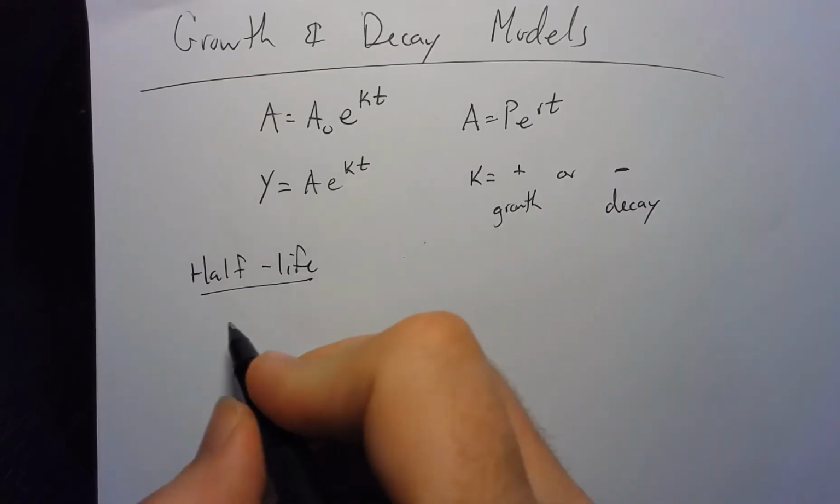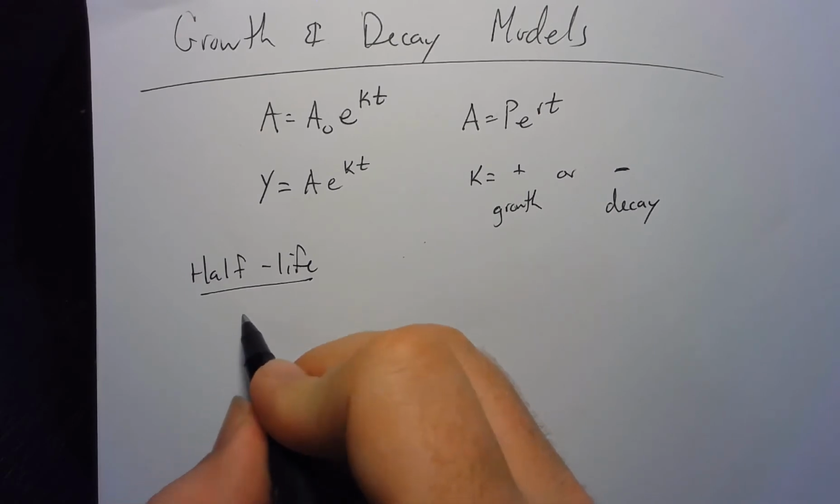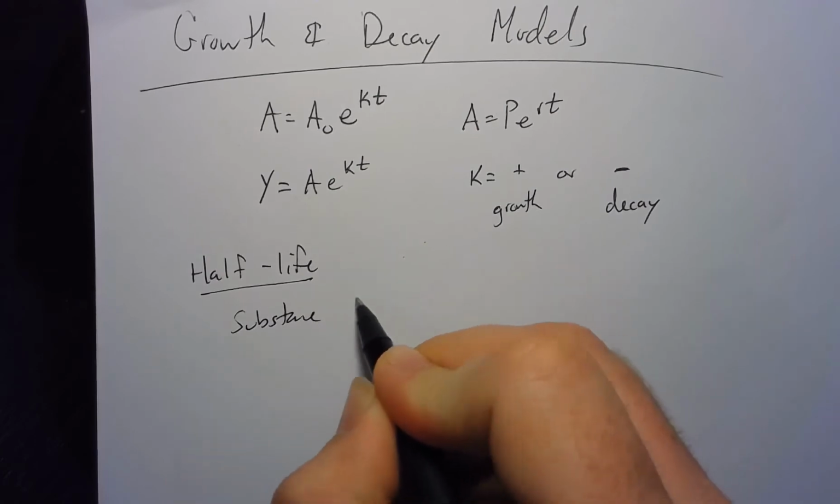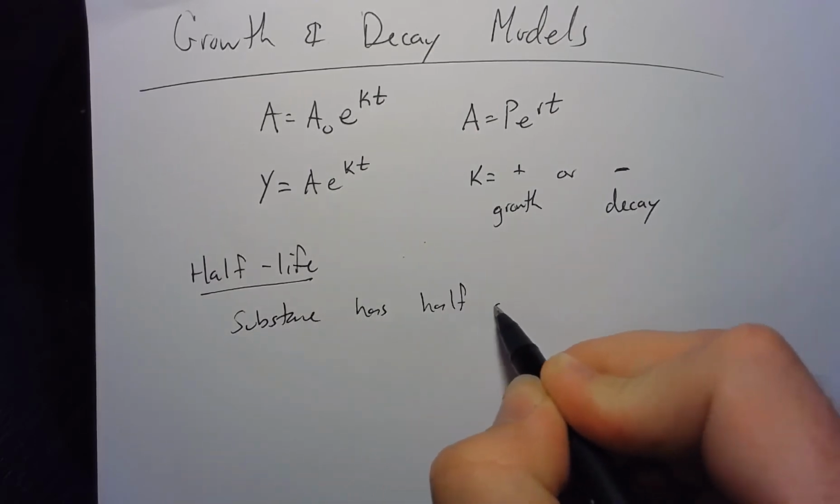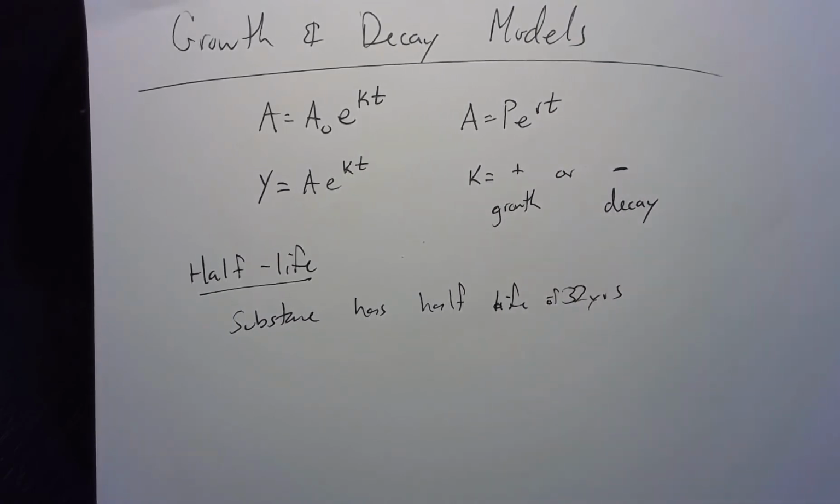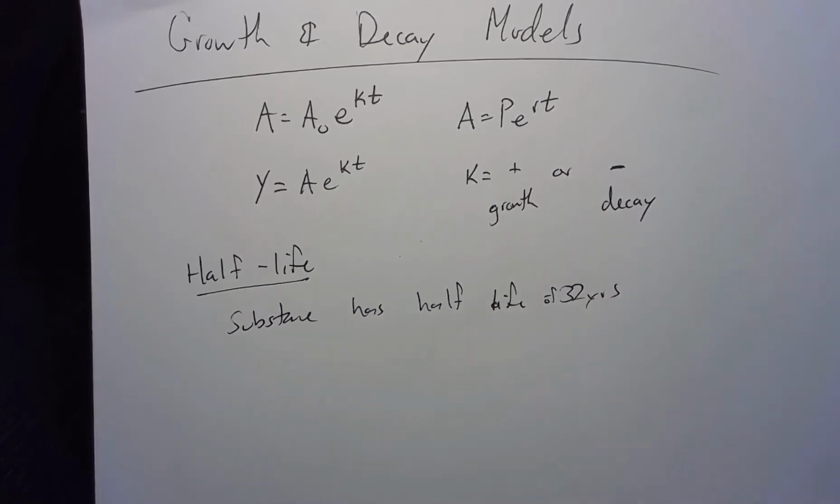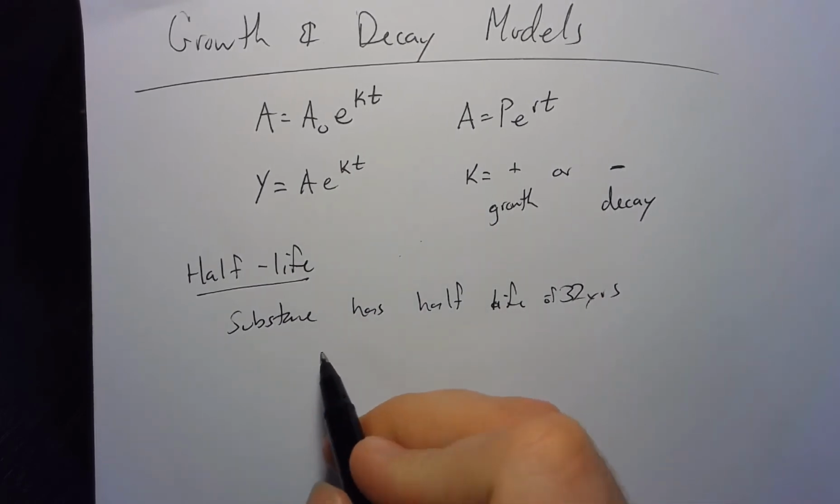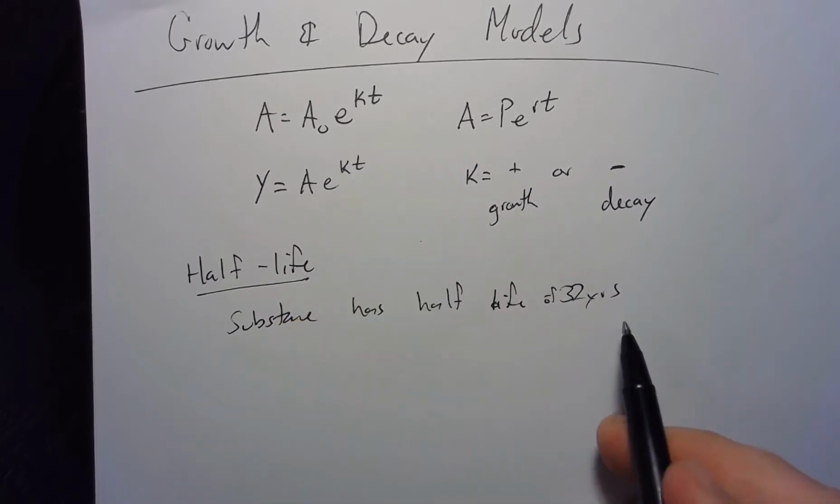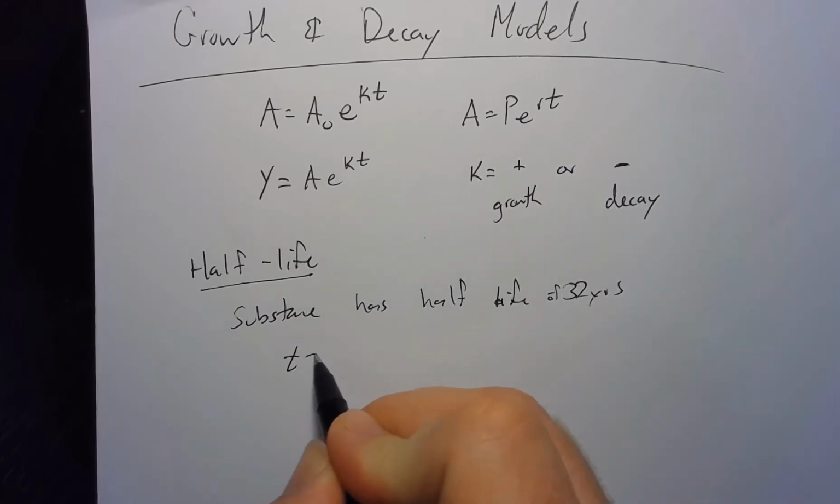So let's consider a situation such that a radioactive material, a substance, has a half-life of 32 years. What this means is that after 32 years, half of the amount of material that was there will then be gone. So what we're going to have to calculate, and this is more or less the only information we are generally given, is the k value that correlates with a half-life of 32 years. So in this case, t equals 32.